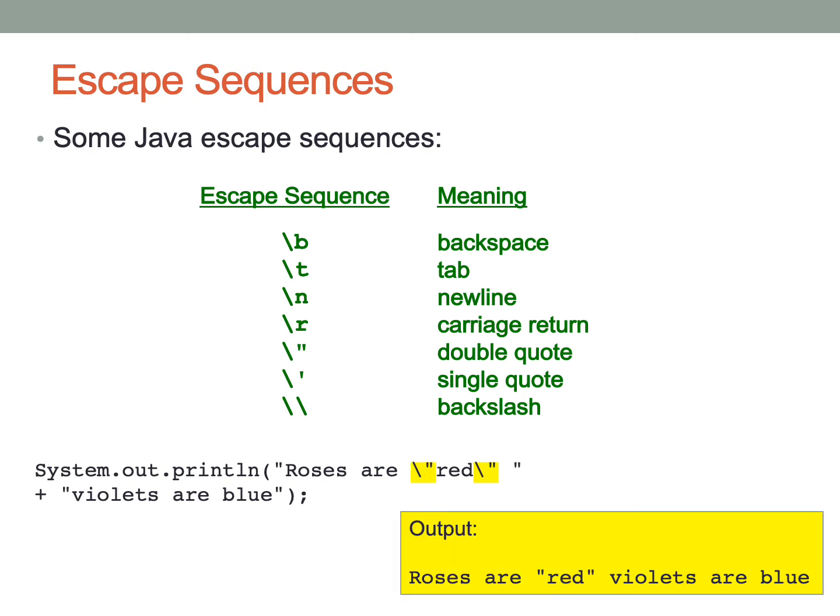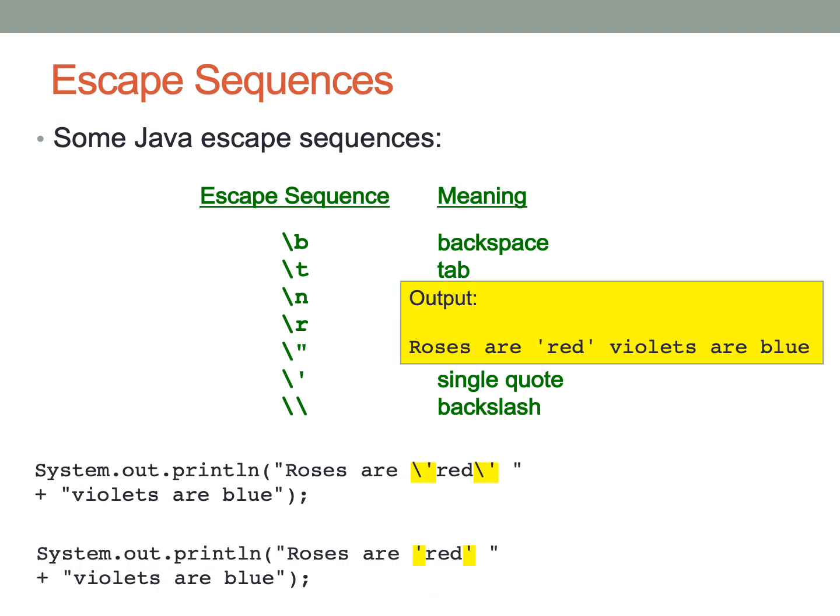Next, we have double quote. For double quote, we have to write backslash double quote so that the double quote will be printed onto the screen. For example, System.out.println roses are \"red\" violets are blue. So we will get roses are "red" with red in double quotes, violets are blue.